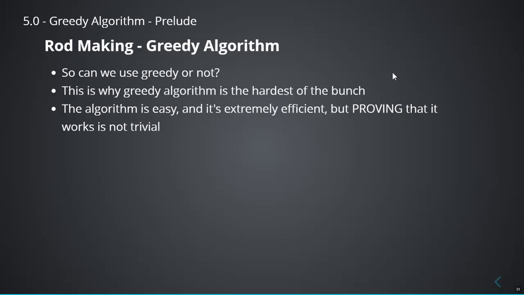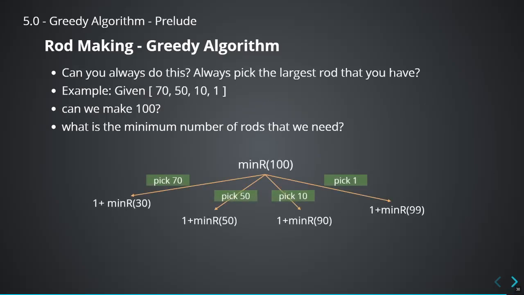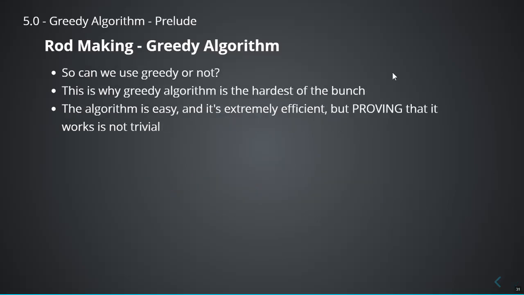Well, this is why I say the greedy algorithm is the hardest of the bunch. The algorithm is easy. You've got a problem, pick the largest one. How easy is that? Just keep on picking the largest one. And it's very fast. You don't have to go through every single node. You don't have to search, really. You just go down one path. But proving that it works is hard. This is why the greedy algorithm is the hardest of the bunch.